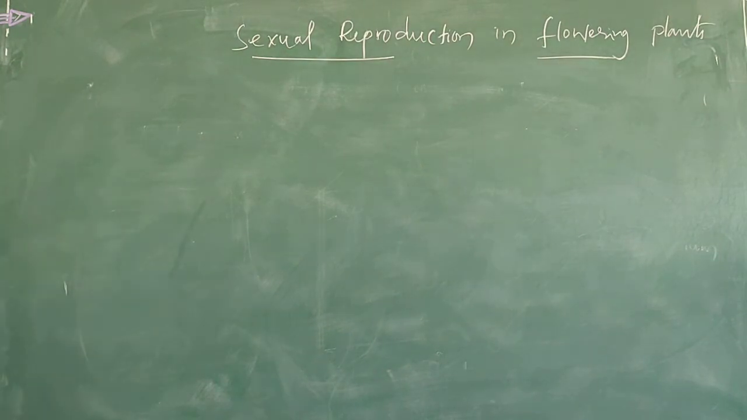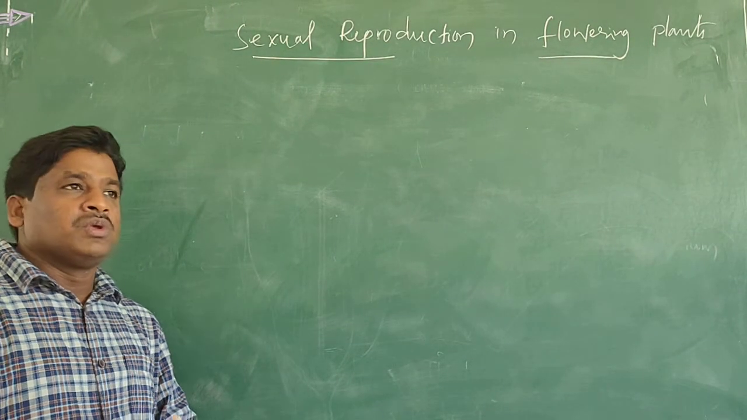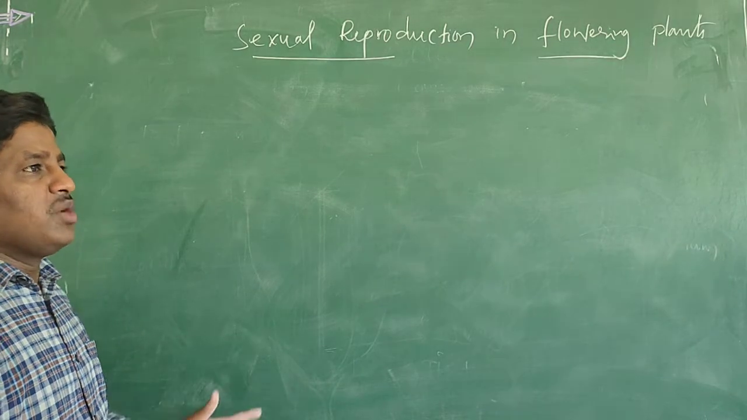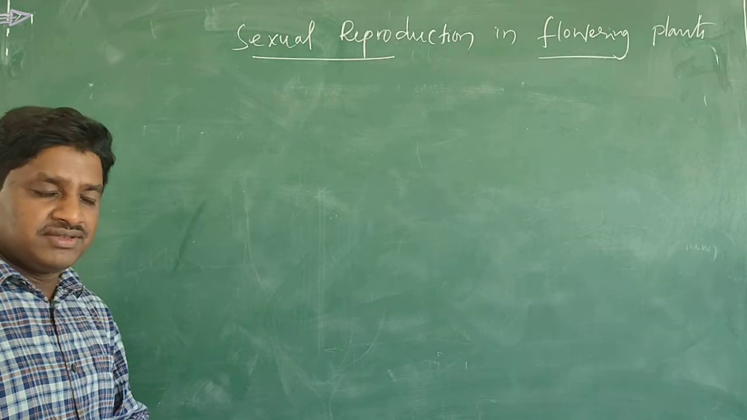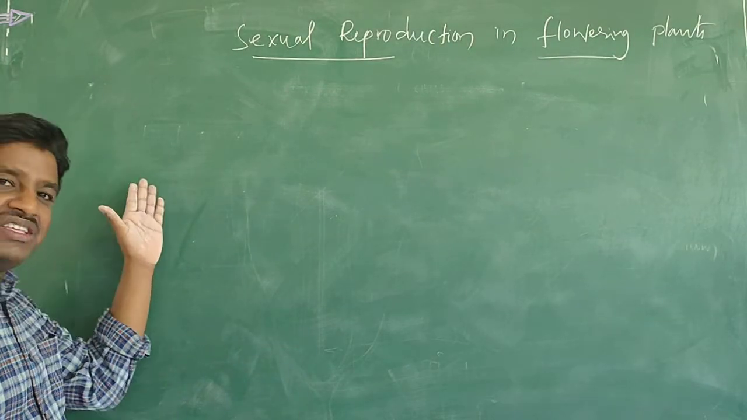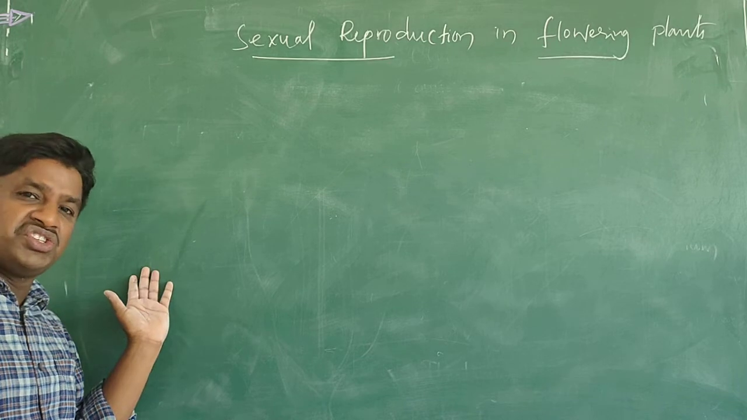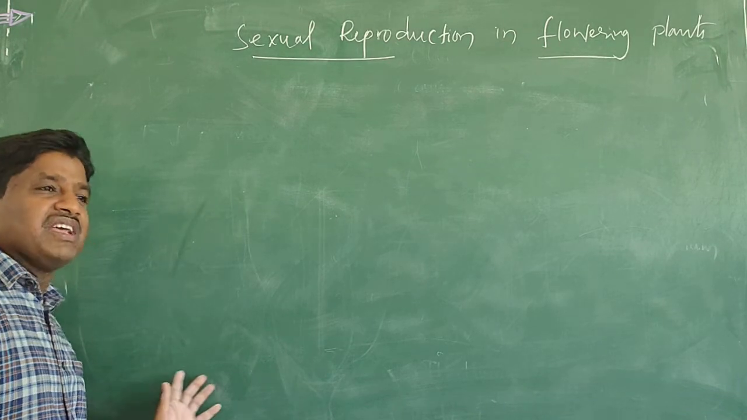In the sexual reproduction in flowering plants, we are first discussing pre-fertilization events and structures. Same as usual, as previously discussed in reproduction in organisms, sexual reproduction has three phases, that means the events are in three phases. First one is the pre-fertilization events. Second one, fertilization. Third one, post-fertilization events.